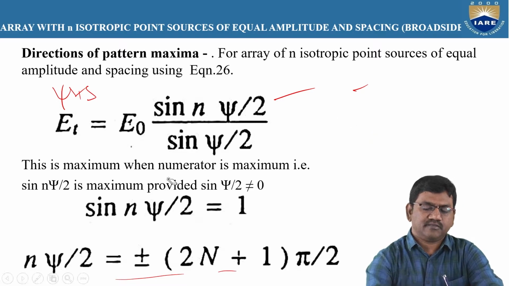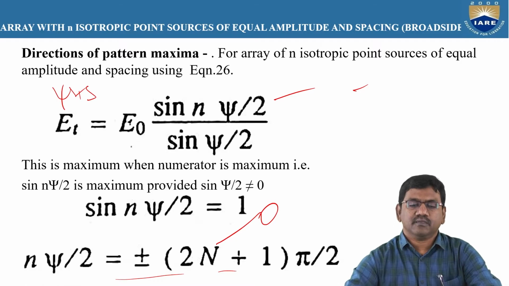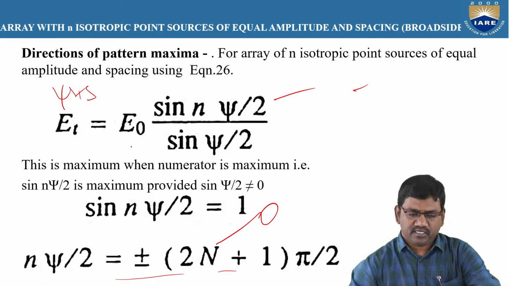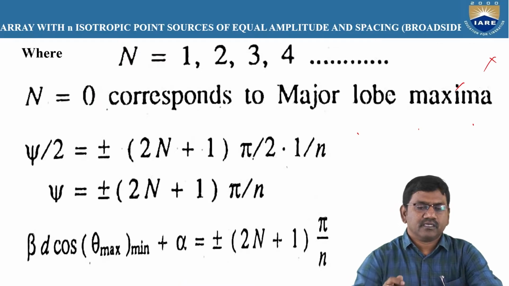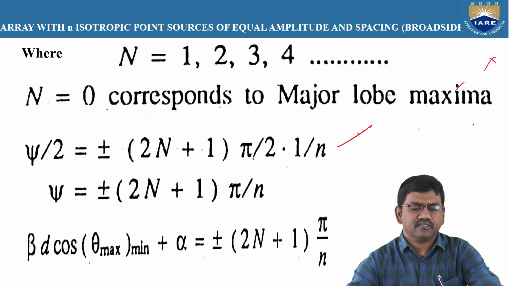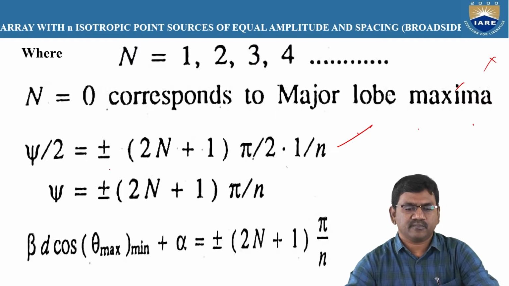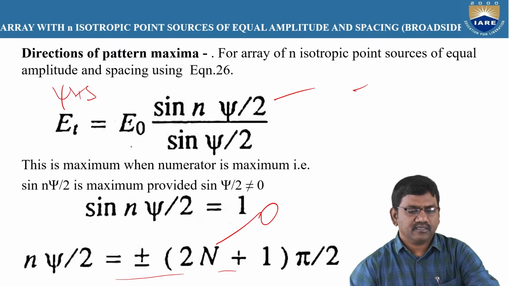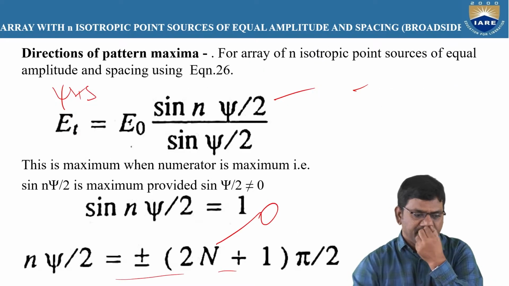See here in this expression, if you substitute n is equal to 0, what will you get? n psi by 2 is equal to plus or minus pi by 2. So based upon this expression, you can further simplify: psi by 2 is equal to plus or minus (2n plus 1) into pi by 2 into 1 by n. From the above expression, we are going to find out the value of psi.